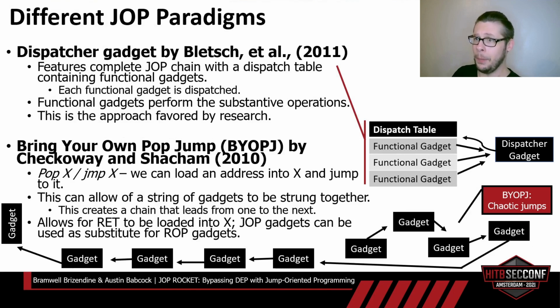Now, there are some different paradigms or different ways to do JOP, and we're going to focus on the first one, which is the dispatcher gadget paradigm, where we have a dispatch table containing addresses for functional gadgets, and these are dispatched. The other way to do it is the bring your own pop jump paradigm, where we continuously load the address of the next gadget and at the same time also do the more substantial operation. So it can be very chaotic and very twisted, maybe not too practical.